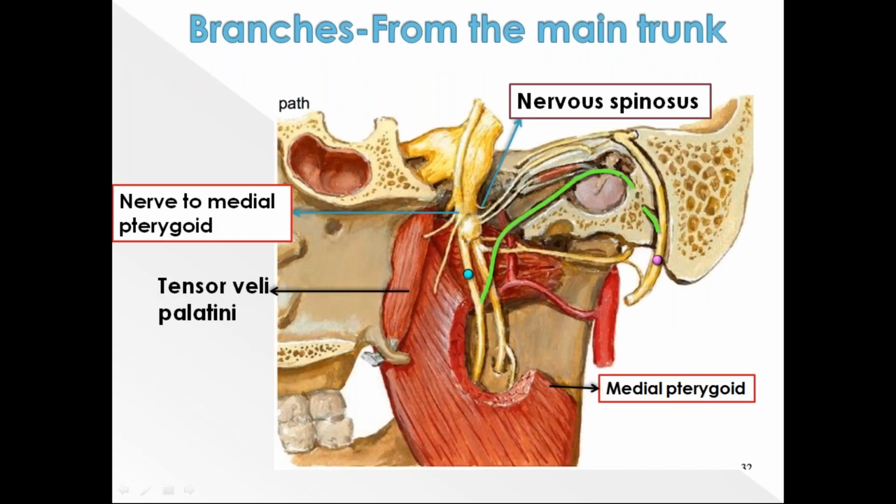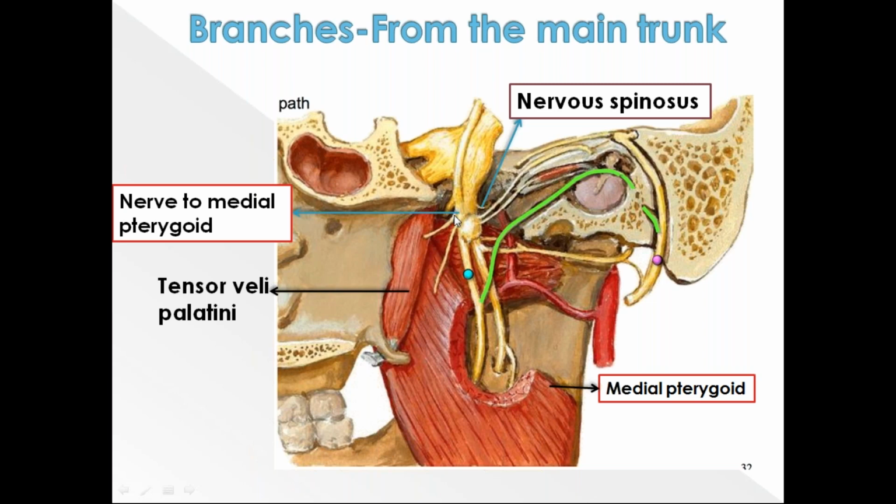Okay, so in the next picture, you can see the nervus spinosus along with the middle meningeal artery entering into the foramen spinosum, and you can see the nerve to medial pterygoid arising from the main trunk, mainly from the motor root. Okay, so the nervus spinosus arises from the sensory part of the main trunk. This nerve to medial pterygoid arises from the motor root of the main trunk.